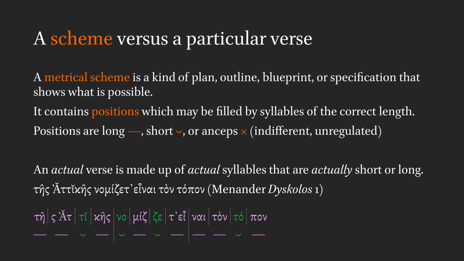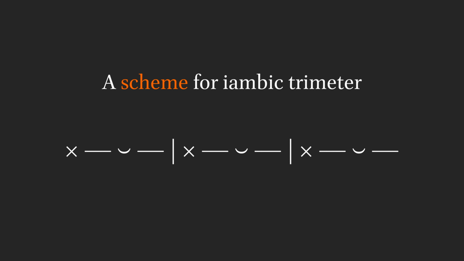It contains positions, which may be filled by syllables of the correct length. Positions are long, short, or anceps, which means indifferent or unregulated. An actual verse, however, is made up of actual syllables that are actually short or long. A metrical scheme for iambic trimeter could look like this: anceps, long, short, long, anceps, long, short, long, anceps, long, short, long. It could also look a lot more complicated if you account for a greater degree of nuance.